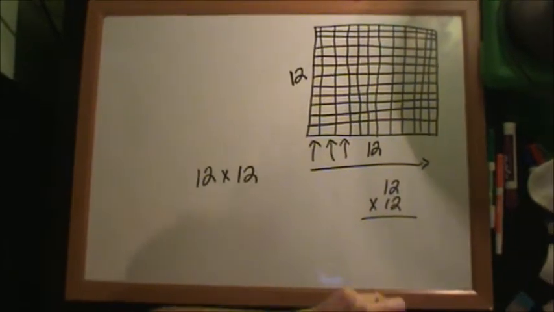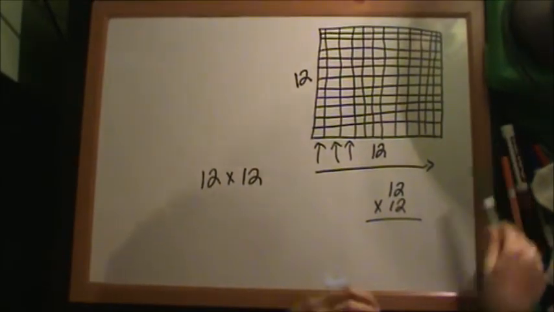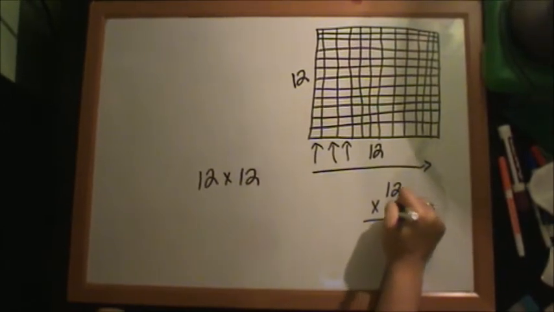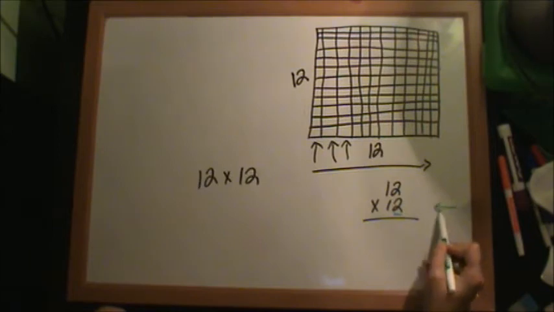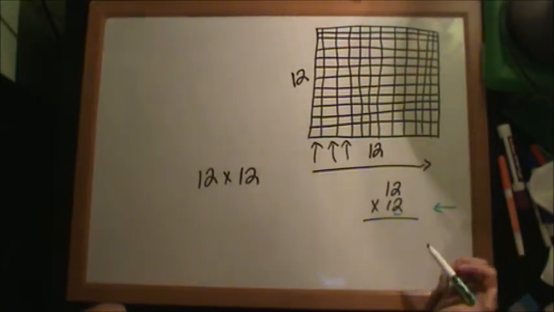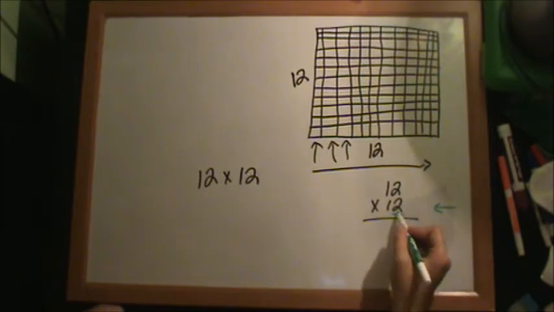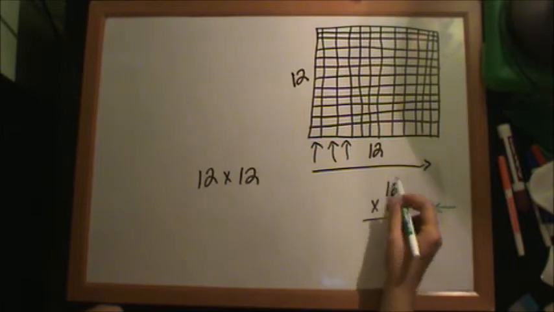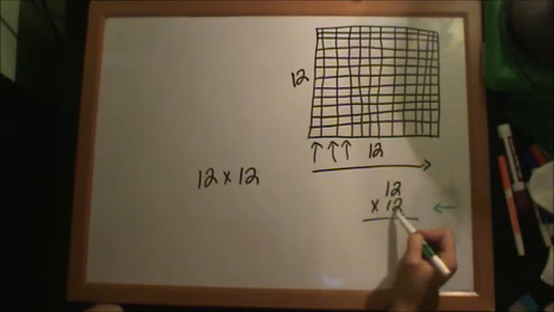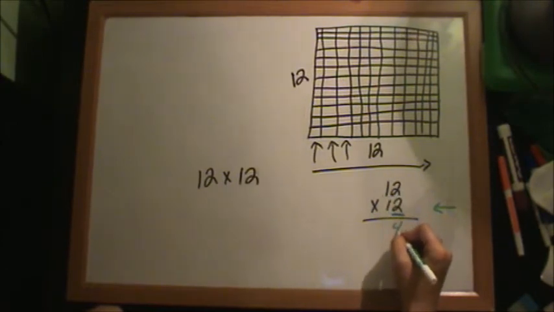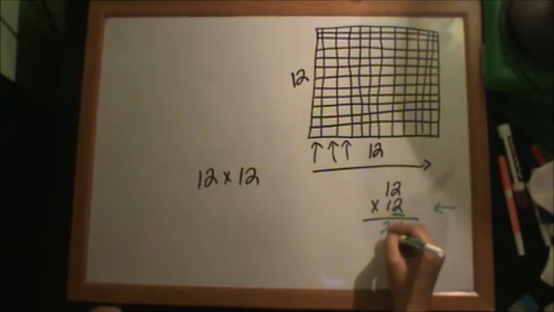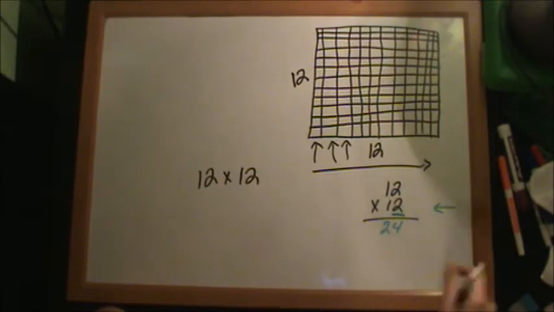So standard algorithm calls for you to start in the ones place. You have a base number. It's easier if the number on the bottom is the smallest number. In this case, it's the same number, so it doesn't really matter. You start at the ones place and you multiply this digit by every digit on top. We only have 2 here, but if you had more, you would just keep going, every number. So I'm going to go ahead and do that. 2 times 2, that gives you 4. 2 times 1 gives me 2, so I have 24.